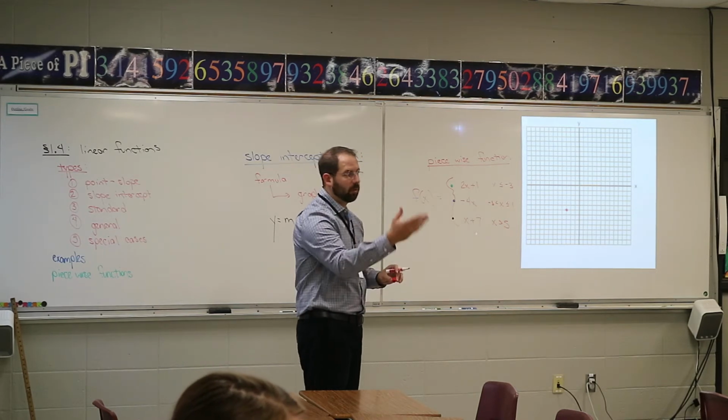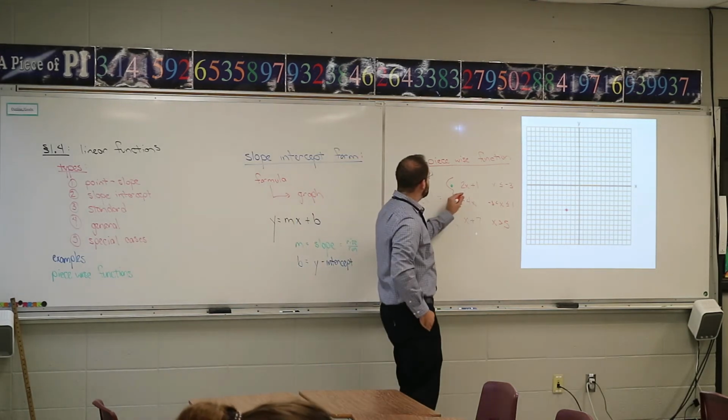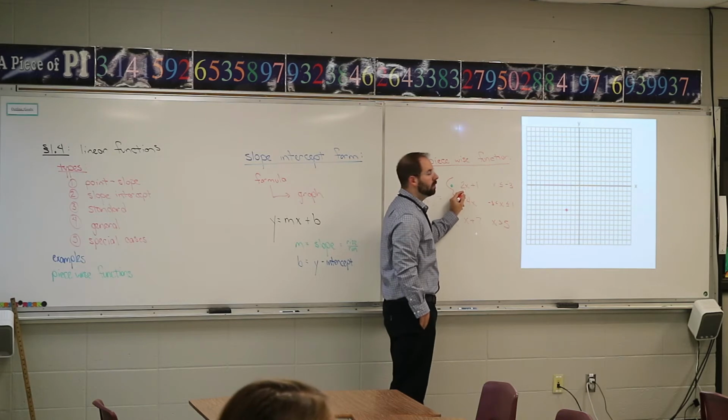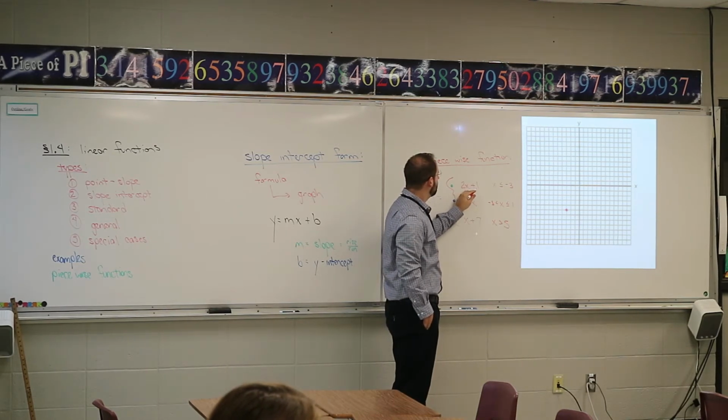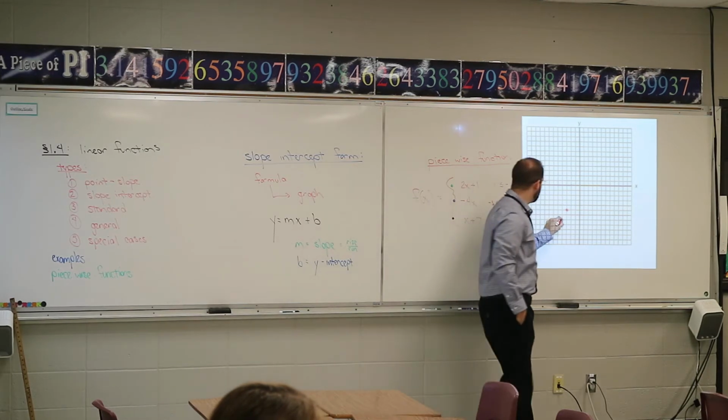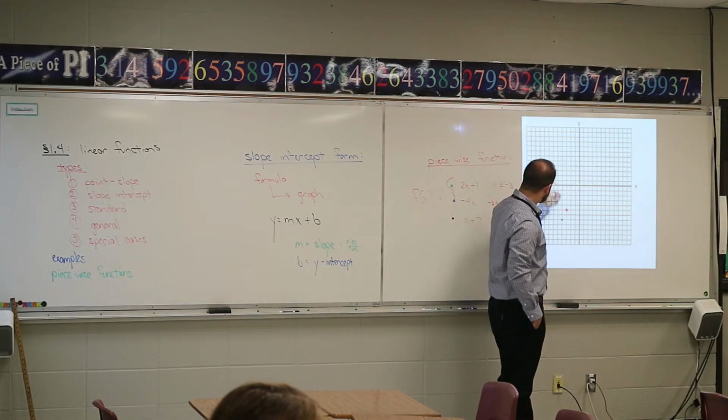Negative 4. Okay, we plug in negative 4. Negative 4 times 2 is negative 8, and then add 1. Negative 7. So that's here. At negative 4, it's negative 7.